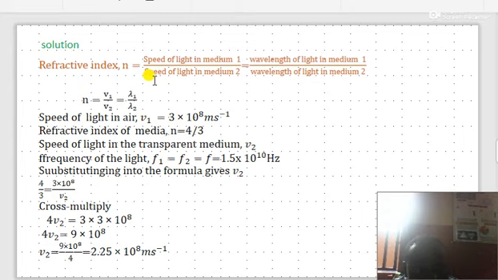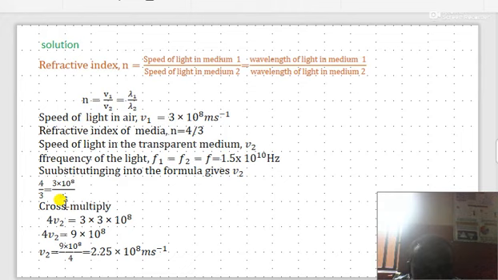So substituting this into the formula, 4 over 3 represents n, the refractive index in the equation. As you can see in this equation here, this n will be replaced by 4 over 3, and v1, which is the speed of the wave in medium 1, will be replaced with 3 times 10 to the power 8, and then we have v2 underneath.